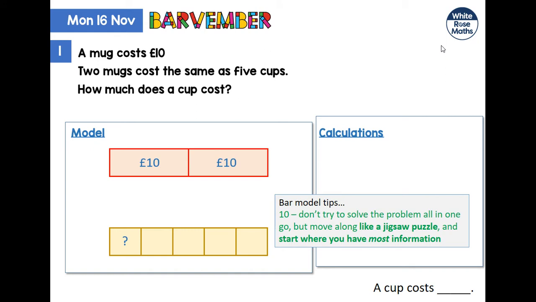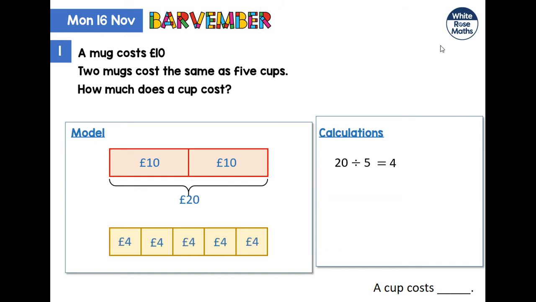Okay, now don't try to do it all in one go. Let's just start from where we have most information, and the only information we have is the £10 for each mug. So what can we do? Well, we can add those up, so we know that the total is £20. Now, what else do we know? We know that the cups are the same as the 2 mugs, so that must be 20 as well. And as I suggested, with equal parts, we can now do a division calculation. And oh look, we've solved our problem.